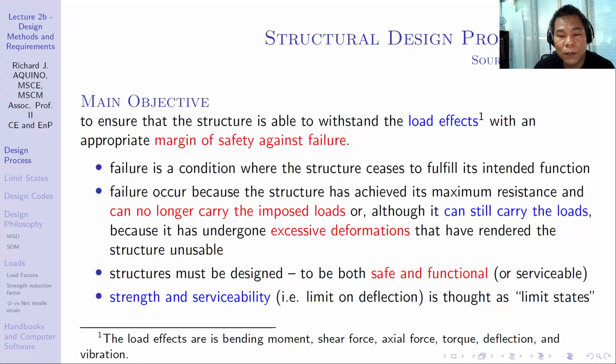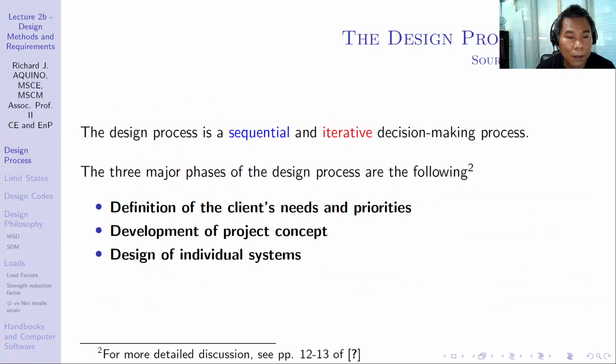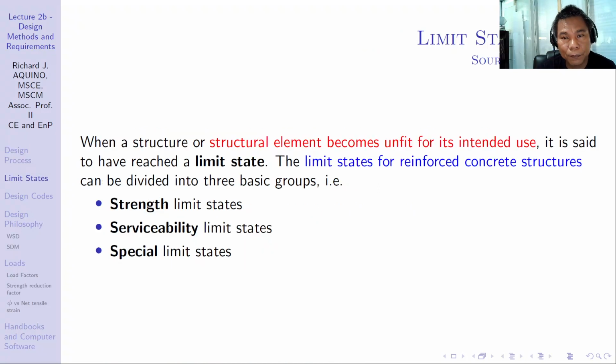Structures must be designed to be both safe and functional or serviceable. Also, strength and serviceability, that is the limit on deflection, is taught as the limit state. So normally we design according to strength and serviceability. The design process is a sequential and iterative decision process. So take note, the three major phases of the design process are the following: the definition of the client's needs and priorities, development of project concept, and design of individual systems.